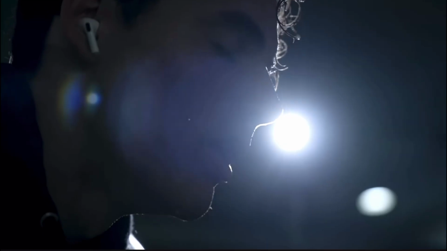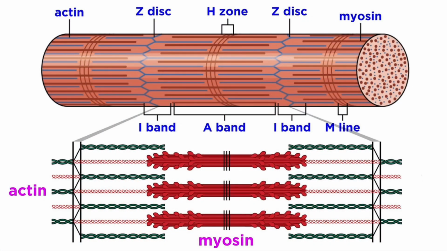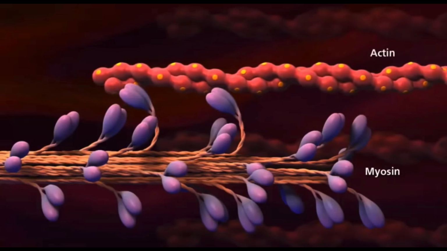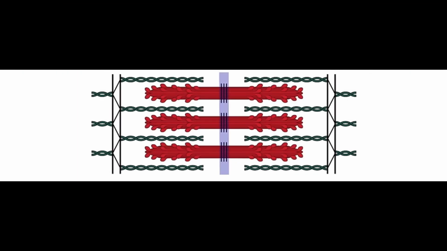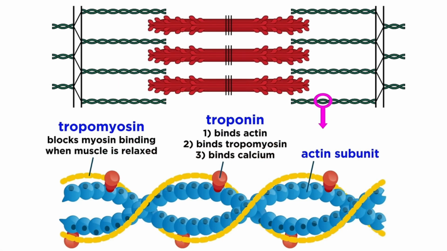Muscle contraction can be explained by the sliding filament theory. This theory expresses the interaction between actin, a thin filament, and myosin, a thick filament. When myosin pulls on actin, the muscle shortens and contracts. But here's the catch. Myosin can only grab actin when the binding sites are exposed, and normally those sites are physically blocked by tropomyosin, kind of like a safety bar.